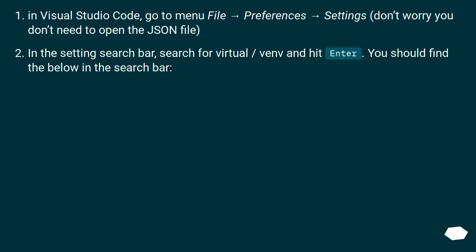In Visual Studio Code, go to Menu, File, Preferences, Settings. Don't worry, you don't need to open the JSON file. In the Settings search bar, search for virtualenv and hit Enter. You should find the below in the search bar.